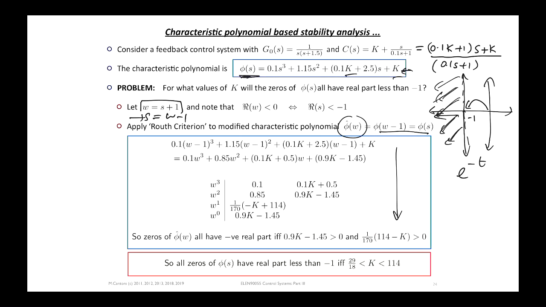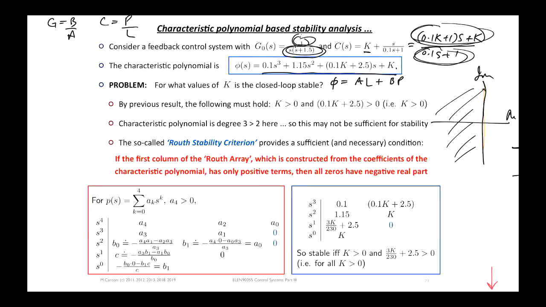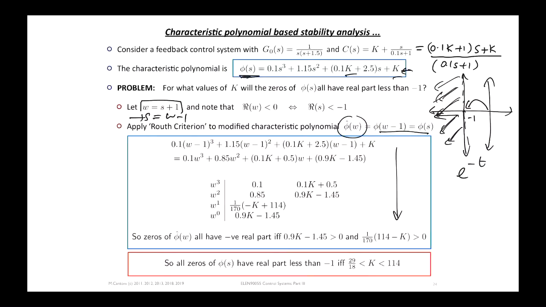So this is a useful little result, okay, for testing stability, right? But all it's doing is telling you whether or not the zeros of a polynomial lie to the left of a line that sits parallel to the imaginary axis. It doesn't tell you where they are for different values of K.